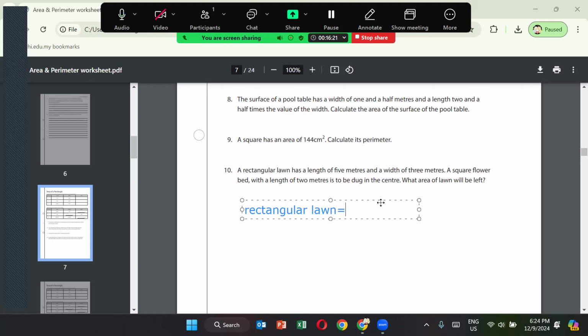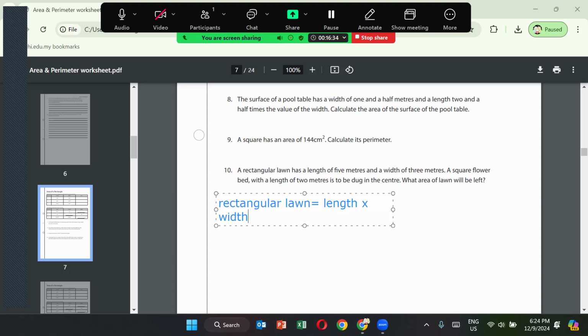The rectangular lawn, it says that it has a length of 5 meters. So the length will be 5. Okay, let me write down the equation again so that you guys get a clearer idea. So it will be equal to 5 meters since the length is 5 meters, as they said, and the width is 3 meters, so multiply by 3, it will be equal to 15 meters square.